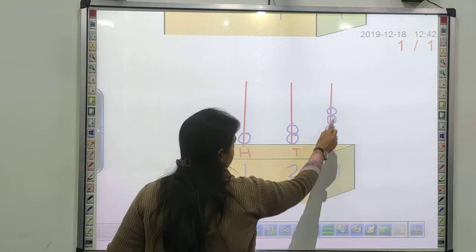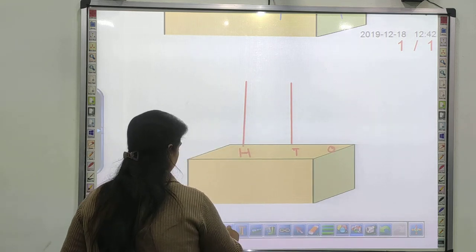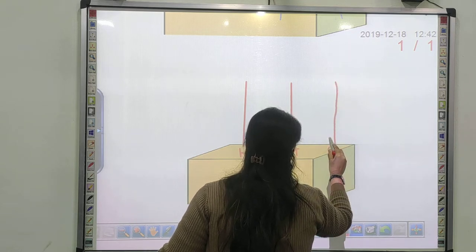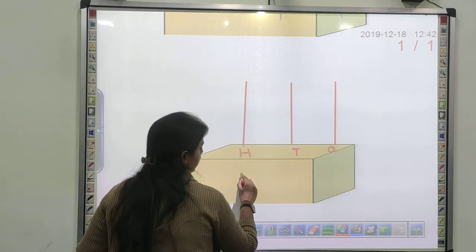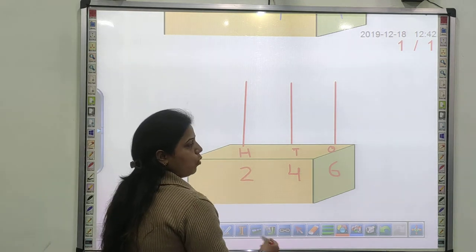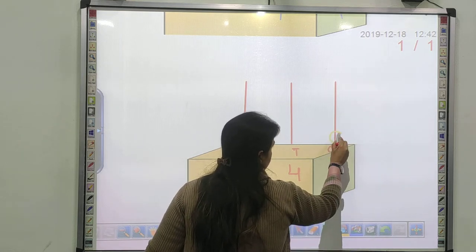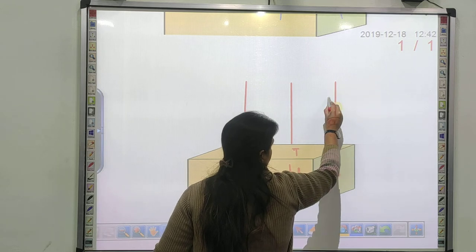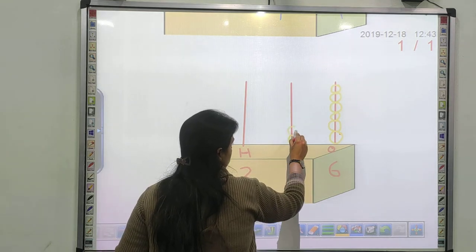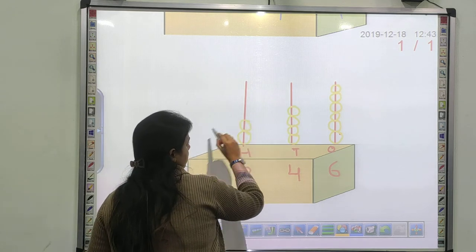Okay, I can take one more example. Now take one more example, that is 246. 2, 3, 4, 5 and 6. Okay? Same like that, we have to draw 4 beads on tens place. 1, 2, 3, 4. Suppose we have to draw 2 beads at 100 place. 1 and 2. Okay?